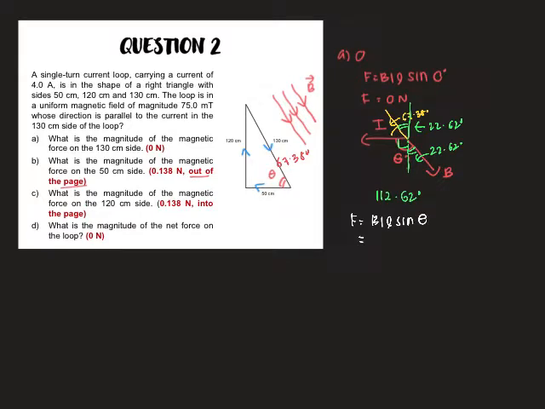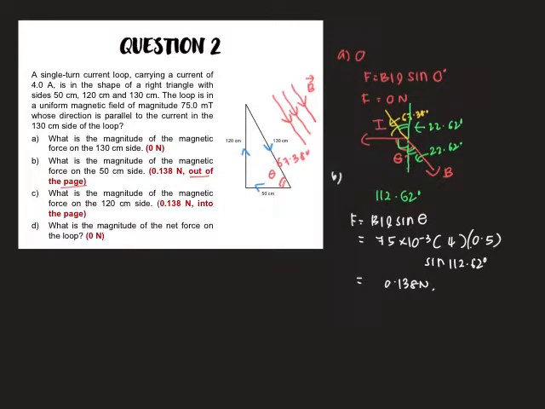So the B is going to be 75 millitesla, the current there is going to be 4, the length there is going to be 0.5, and the angle is sine 112.62. So you are going to get 0.138 Newton, and the direction of the magnetic force is out of the page. If the question asks you about direction, it's better for you to give the direction, because we are going to use that to help us answer question D. Okay, so now we are going for C.